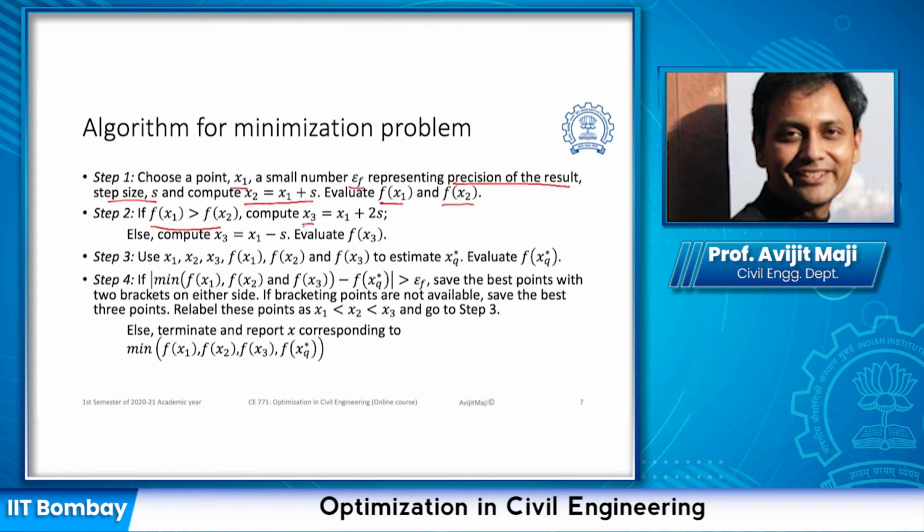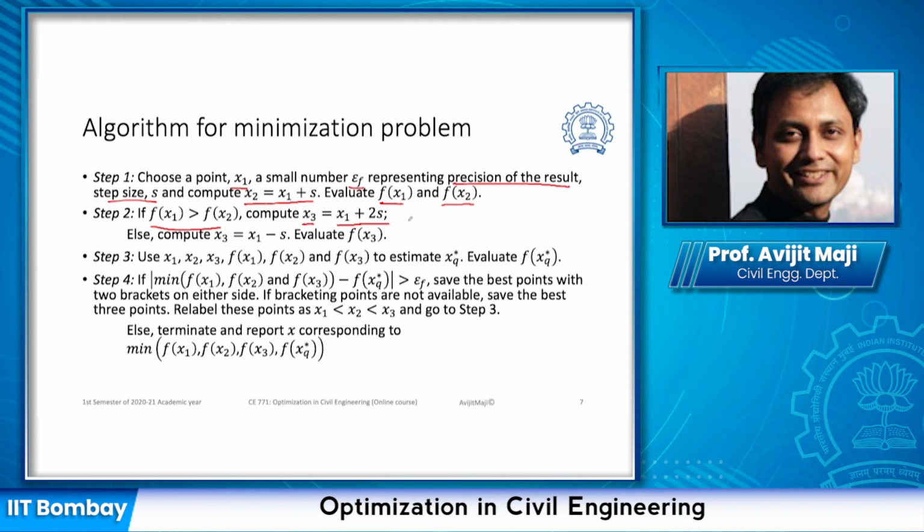If we find that the function value at x2 is lesser than the function value at x1, then we are going in a direction where the objective function value is going to reduce. So we select the third point even further away from the second point, and that is why we are saying the third point is x1 plus 2s.